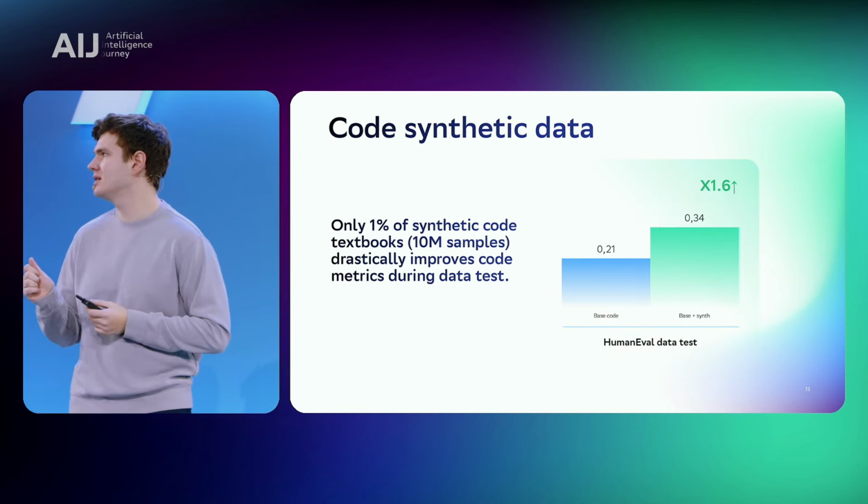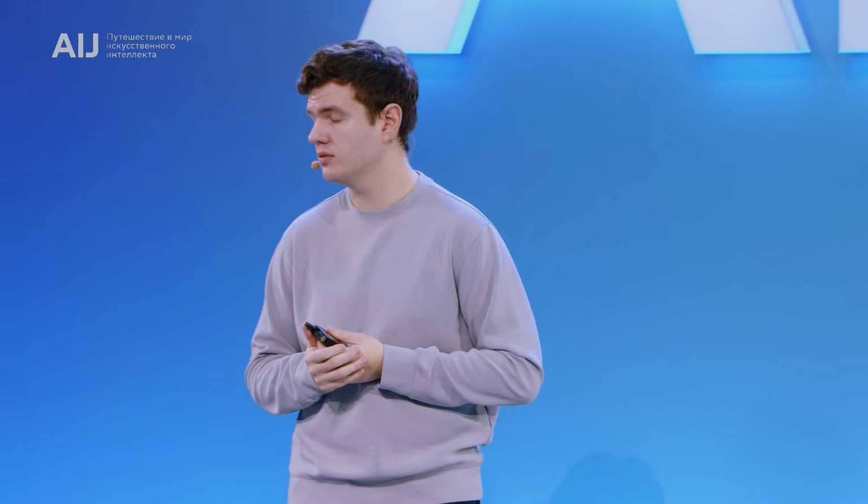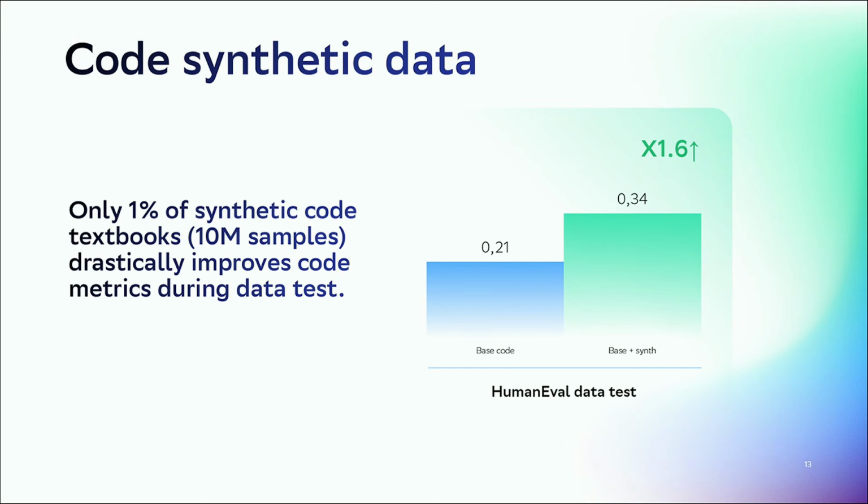The same is true for code. We added only 1% of synthetic code to our datasets, and we increased the metric by 60% using a very small model. Why does it work like that? Because synthetic data are very good. It's very easy to verify the code and the mathematics. You can actually check the correctness of computation and calculation, and you can generate that data easily and train the network to address those domains better.